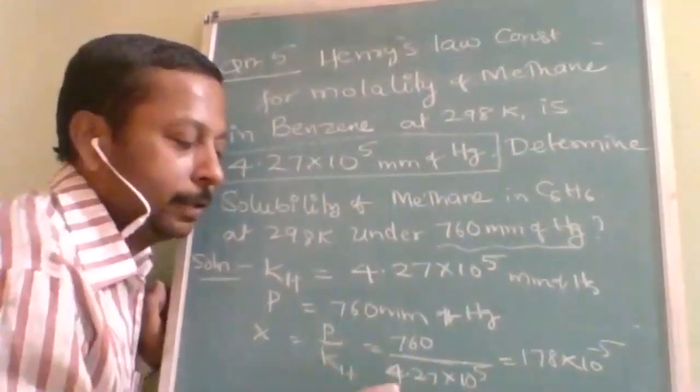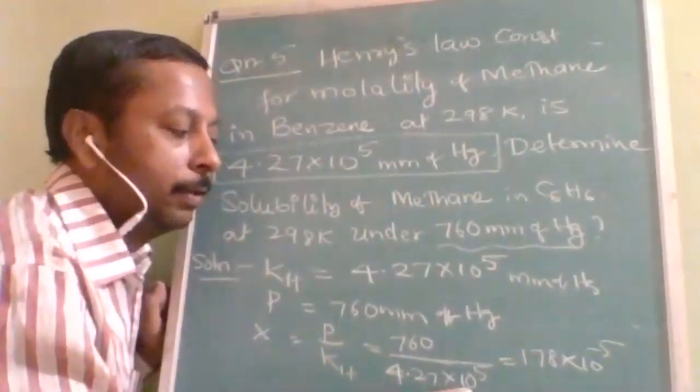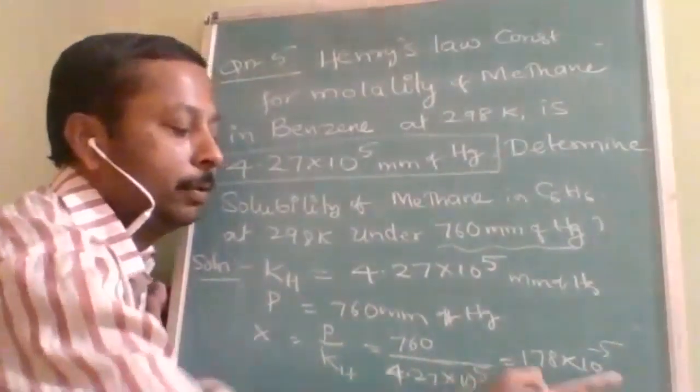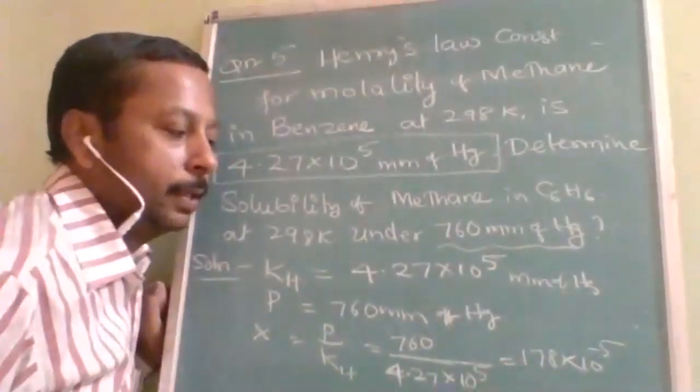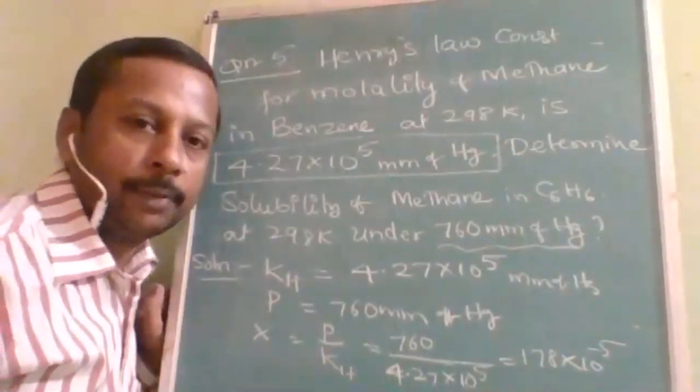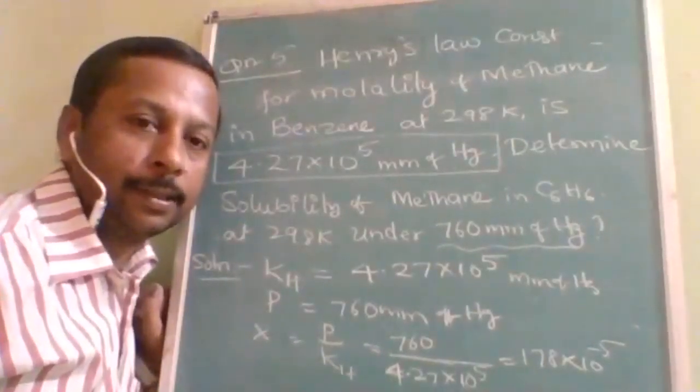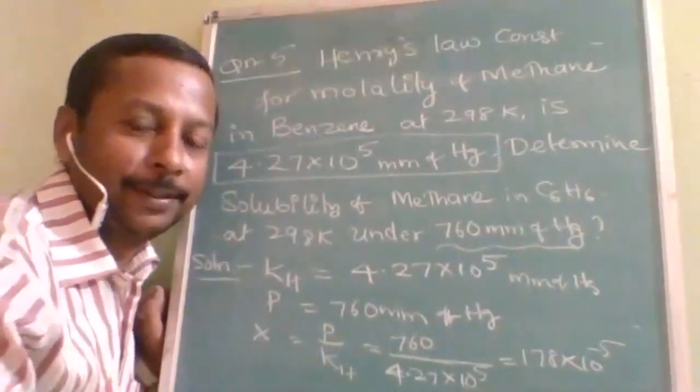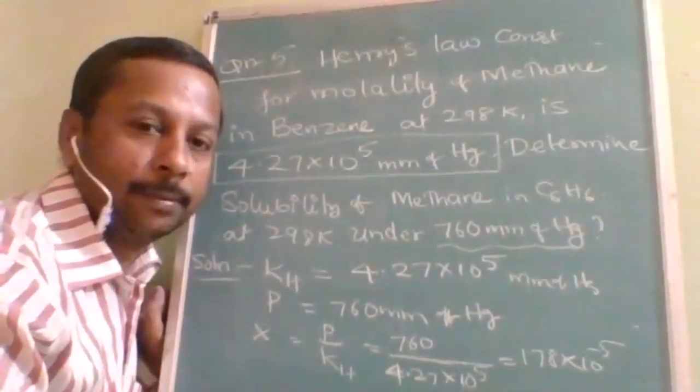760 by 4.27 into 10 to the power of 5. On simplification, you will get this answer. What is the answer? 1.78 into 10 to the power of minus 5 is the answer of this twistless twisted question. Okay, are you ready for the next question? Be ready.